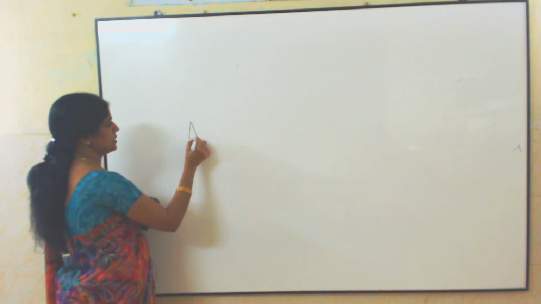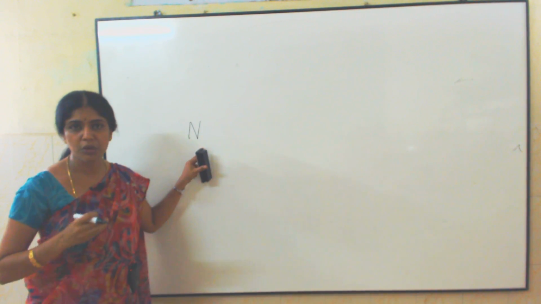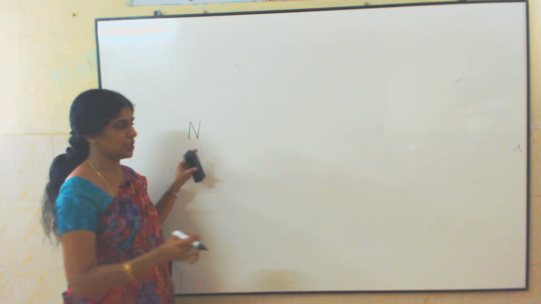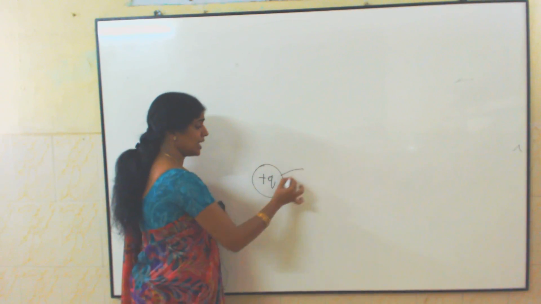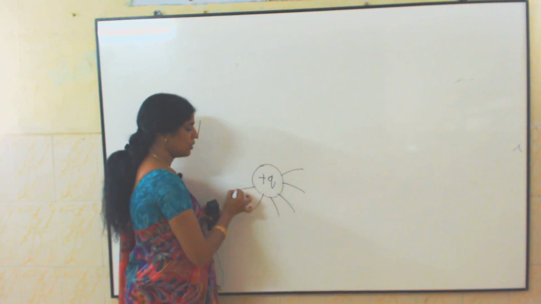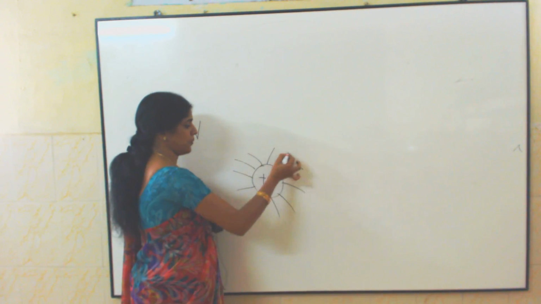A unit positive charge. Let n be the number of lines originated from a unit positive charge. ஒரே ஒரு யூனிட் பாசிட்டிவ் சார்ஜ் இருக்கு. இந்த யூனிட் பாசிட்டிவ் சார்ஜ் எத்தனை நம்பர் ஆஃப் லைன்ஸ் ஆஃப் ஃபோர்ஸ் it will have.